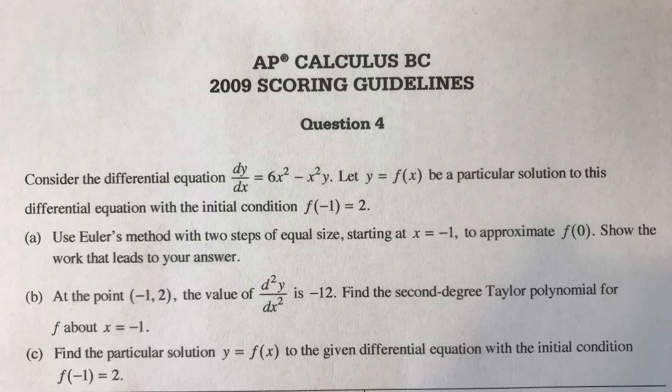Looking at part A, we see that we're making use of Euler's method, which we learned in the beginning of BC. Second, for part B, we make use of Taylor polynomials, which was one of the ending points in BC. And for part C, we go back to AB, and we're asked to find the particular solution y equals f of x, given this differential equation with the initial condition.